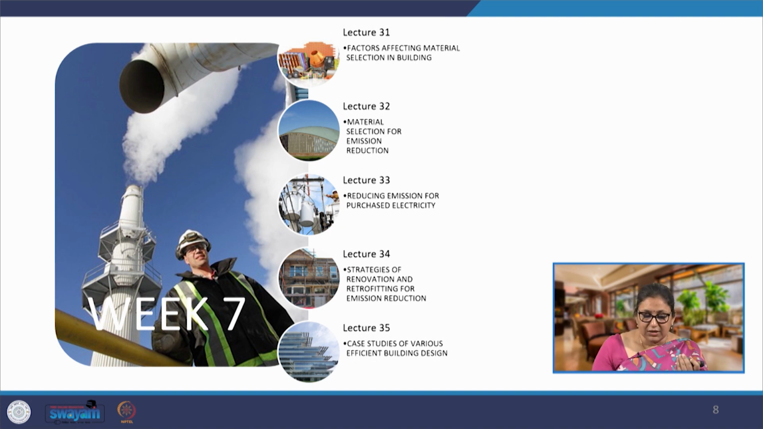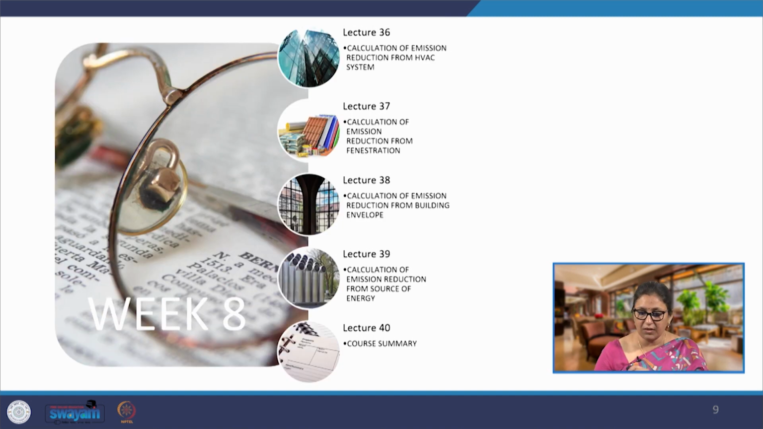Along with that, towards the end of week 7, we started looking at different strategies for renovation and retrofitting. So, not just talking about new buildings and new construction, we were looking at strategies for renovation and retrofitting of emissions, and then we also looked at some of the case studies of various energy efficient building design and construction to give us an idea of how energy efficiency has been achieved in different buildings and how it would impact the scope 2 emissions.